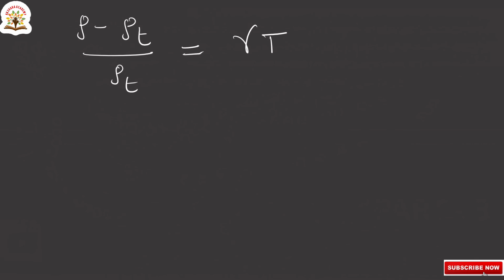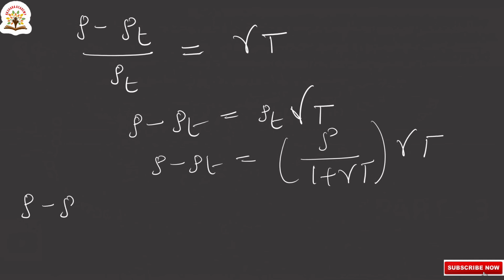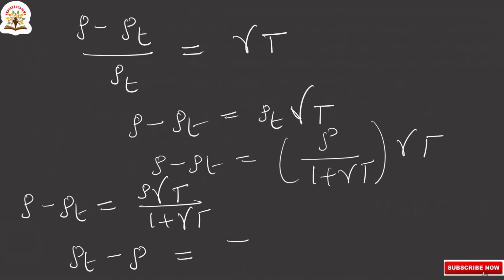Now taking cross multiplication, rho minus rho T is equals to rho T into gamma T. So rho minus rho T is equals to, rho T can be written as rho by 1 plus gamma T, into gamma T. So, taking multiplication, rho minus rho T is equals to rho into gamma T by 1 plus gamma T. So, here rho T minus rho is equals to minus rho gamma T by 1 plus gamma T. This is the change in the density.